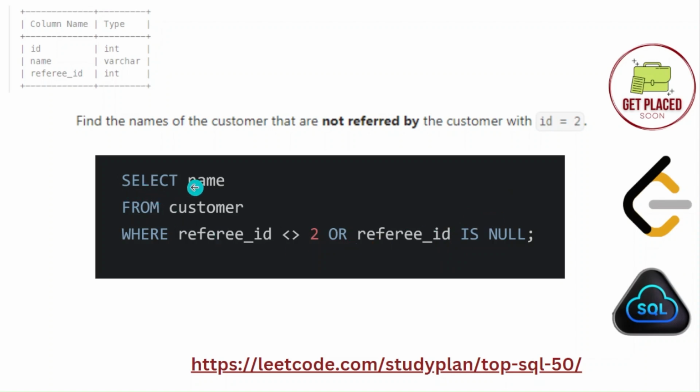Select name, because name values only we are retrieving. The output is name only, from table name, and where the first condition, second condition. We are using the logical operator or, because if either of these is true, we are supposed to retrieve, right? So we are using the logical operator or. So this is how we solve this problem.